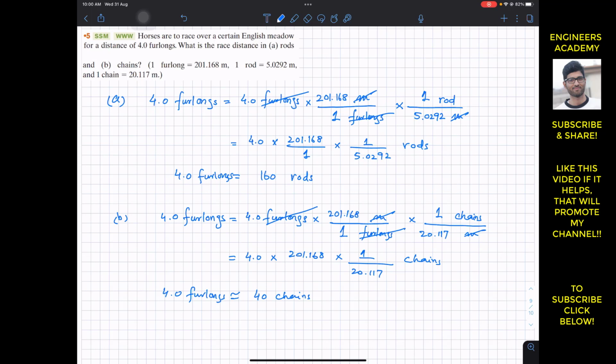So this is the solution of these two problems related to unit conversions in length. I hope this will help you in your learning.